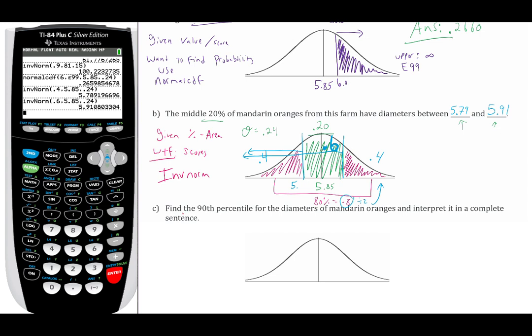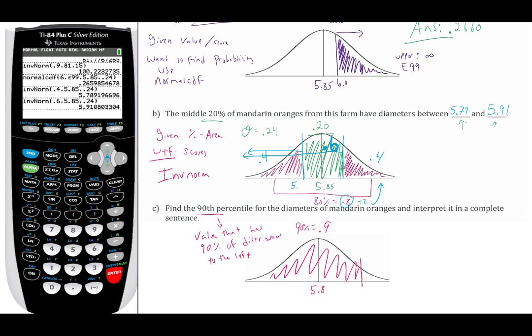All right, last part of this is finding the 90th percentile for the diameters of mandarin oranges and interpret it in a complete sentence. All right, well, the 90th percentile, what does that mean? That means the value that has 90% of the distribution to its left. So there is some value way over here that has 90% of the values to its left, or 0.9. 90% equals 0.9. And we want to find that value.